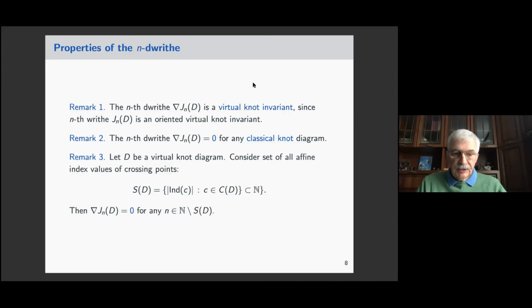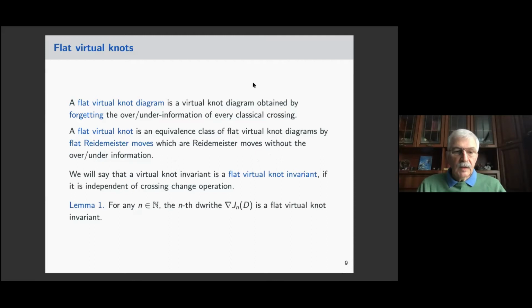Moreover, you can observe that if you're working with a classical knot, this is always zero. And moreover, if you have a virtual knot diagram, you can consider all crossings and all the indices, and collect them in some set. So if you take an n which doesn't belong to this set, you always get zero, just because you don't have corresponding crossings which can give you non-trivial values. And I want to remark that this dual writhe is a flat virtual knot invariant.